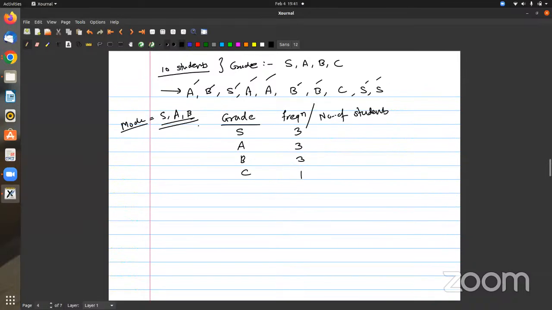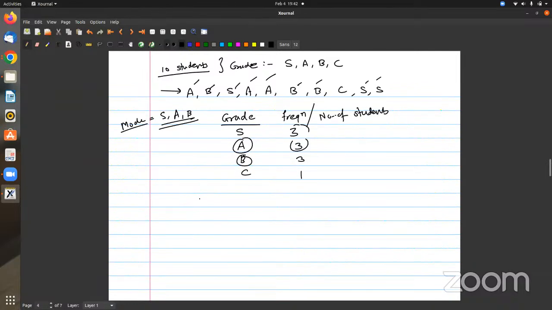Right. So mode is not 3. 3 is a number, right? 3 is the frequency of occurrence of grade S. This 3 is the occurrence of a number, like how many times A is occurring. This 3 is how many times B is occurring. So these are the numbers which show me the occurrence of any quantity or entity, right? So here in this case it is grade. So understood.